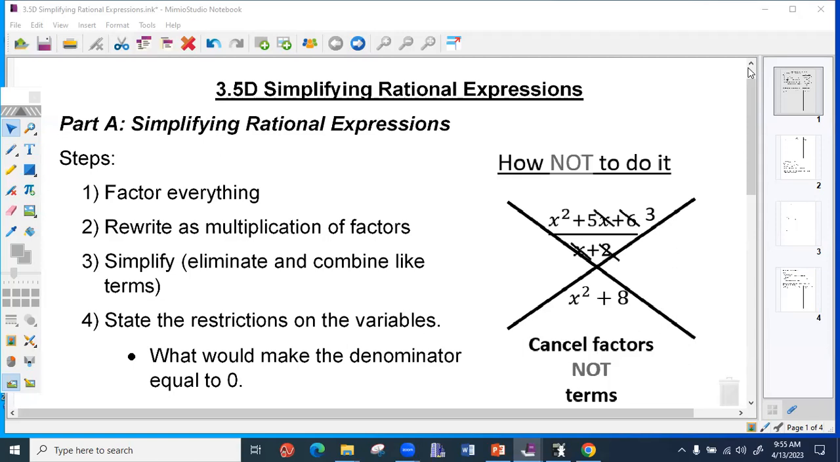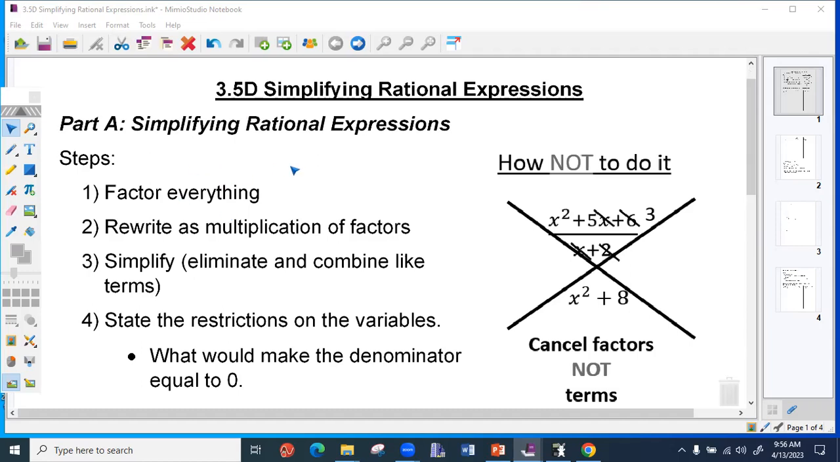We want to simplify. Some of the biggest mistakes that I see you guys do, you guys try to cancel out terms. You cannot cancel out terms. You only can cancel out factors. Okay. And so if there's an addition or subtraction symbol, you cannot just go through and say, there's an X, there's a 3, there's a 6, there's a 5. It does not work like that. Okay. You can only cancel out factors. Factors means that these things are being multiplied, right? That's what that means. Okay. So keep that in mind as we're doing this.